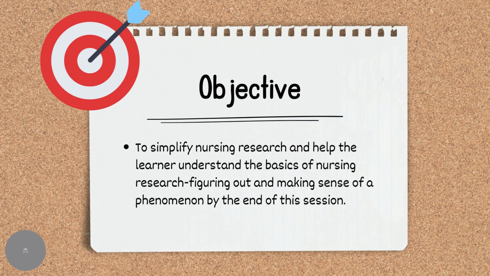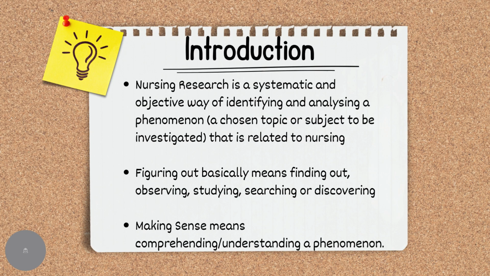So, the objective for this session is to simplify nursing research and help the learner understand the basics of nursing research, figuring out and making sense of a phenomenon, by the end of this session. So, to start with, I would like to talk briefly about nursing research. Nursing research is a systematic and objective way of identifying and analyzing a phenomenon that is related to nursing. A phenomenon, obviously, is a chosen topic or subject to be investigated.